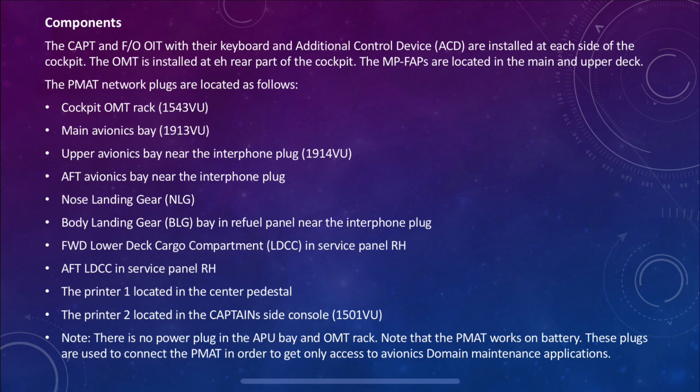The printer 1 is located in the center pedestal. The printer 2 is located in Captain's Side Console 1501 VU. And note, there is no power plug in the APU bay and OMT rack. Note that the PMAT works on battery. These plugs are used to connect the PMAT in order to get access only to avionics domain maintenance applications.